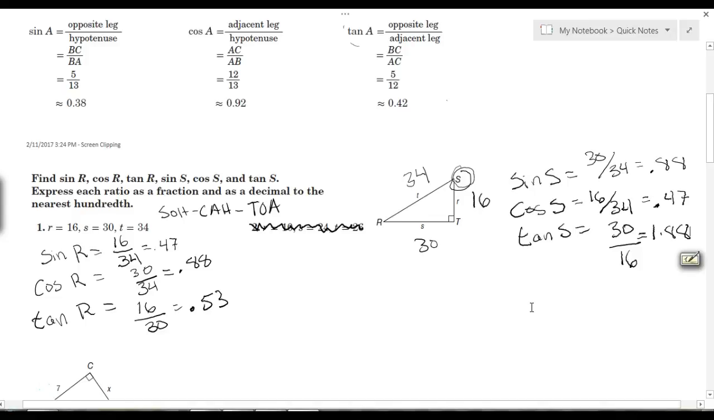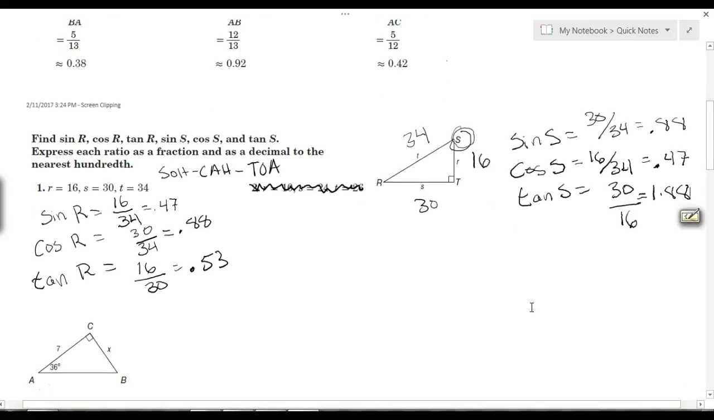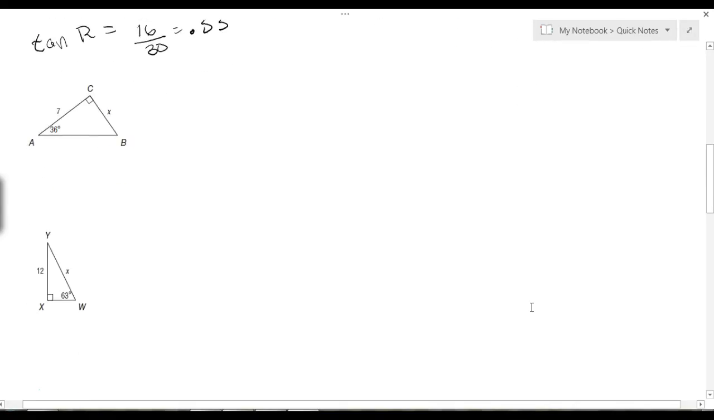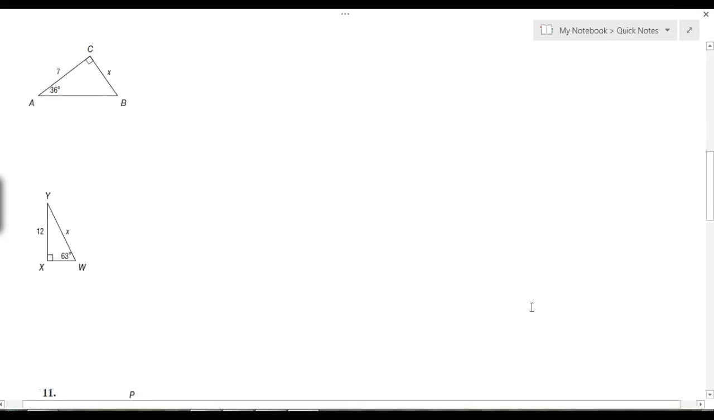So seldom are we actually needing to just write down the ratios. Usually we're using our sine, cosine, and tangent to find some kind of missing information in a triangle. So let's look at these next few triangles and see what information is missing and how we can use sine, cosine, and tangent to fill it in.